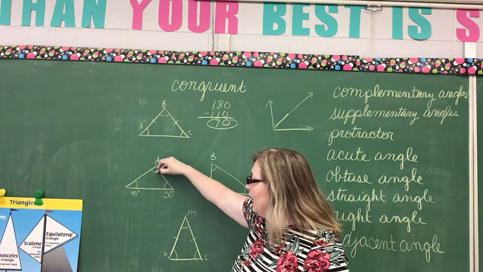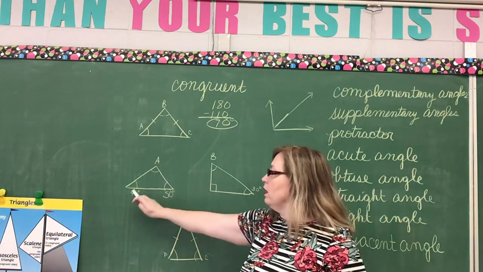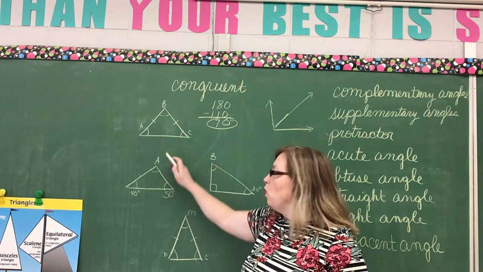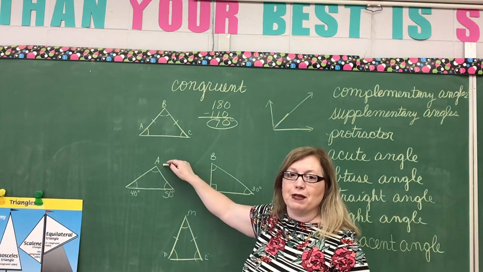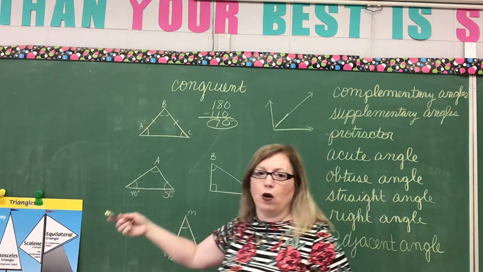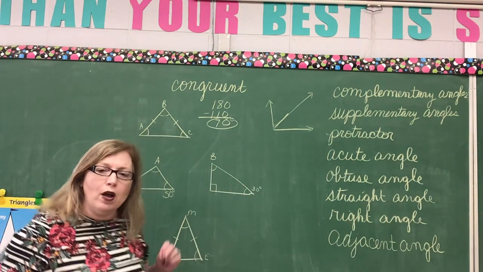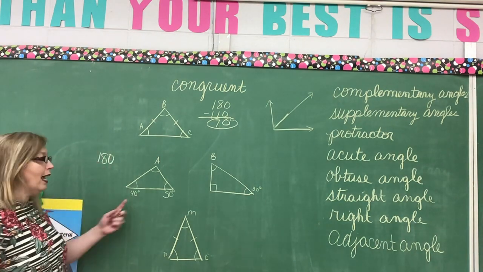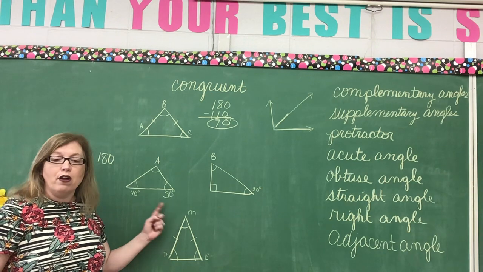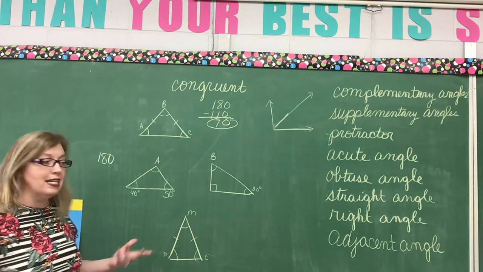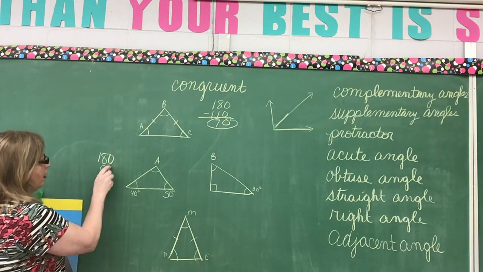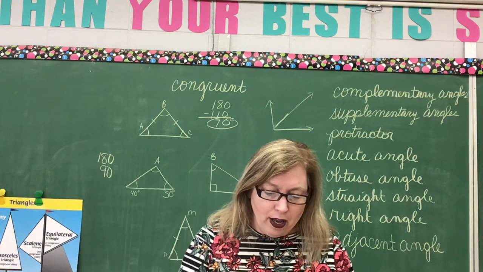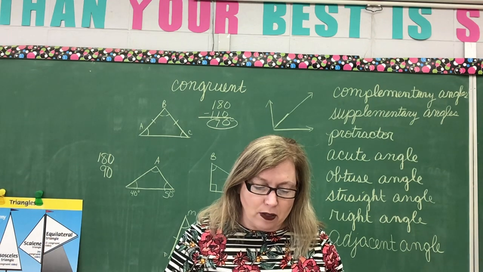We have a missing angle. I don't know the measure of this one. This one is 40, and this one is 50. What is the measurement of this missing angle? Well, what do I know? All triangles equal how many degrees? 180 degrees. And I know that this and this together, 40 plus 50, is 90, okay? So what am I going to do? I'm going to add them together, and then I'm going to subtract.